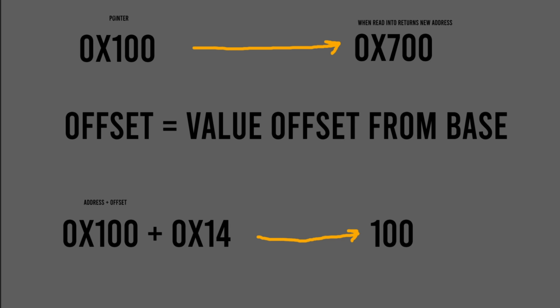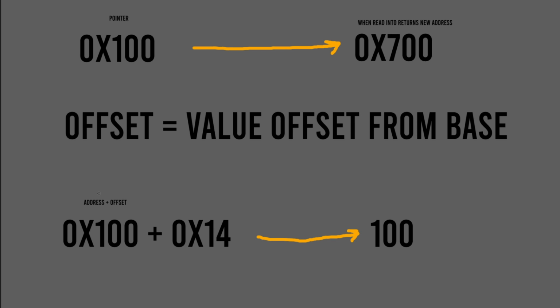So here is an example. A pointer, which when we read returns a new address. These are just examples. They don't mean anything, but as you can see, it doesn't have to be +1, it can return a new location in memory, a new address. And when we talk about offsets, we add something to this pointer.